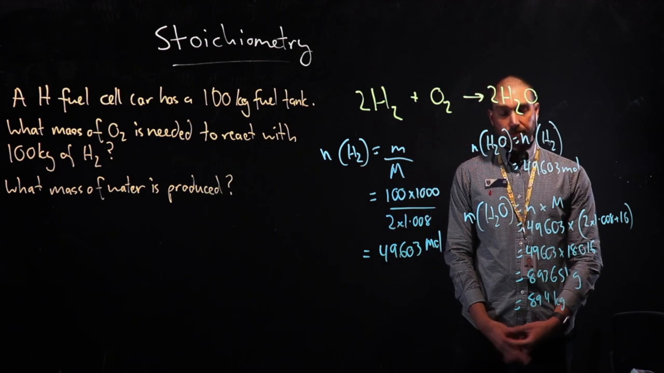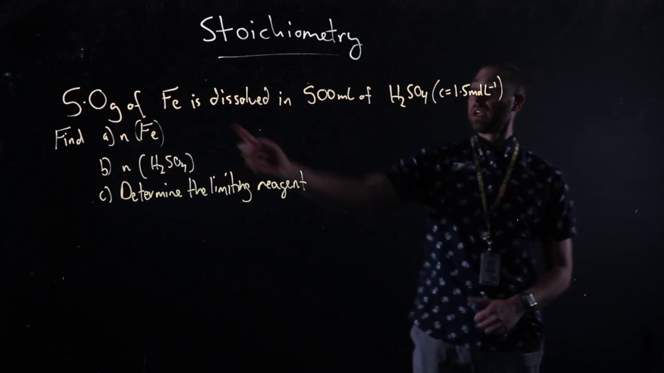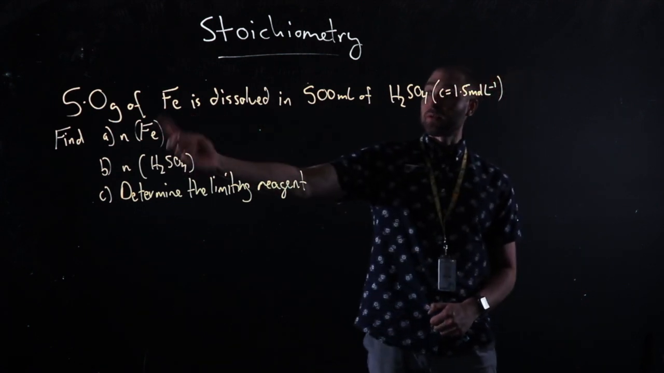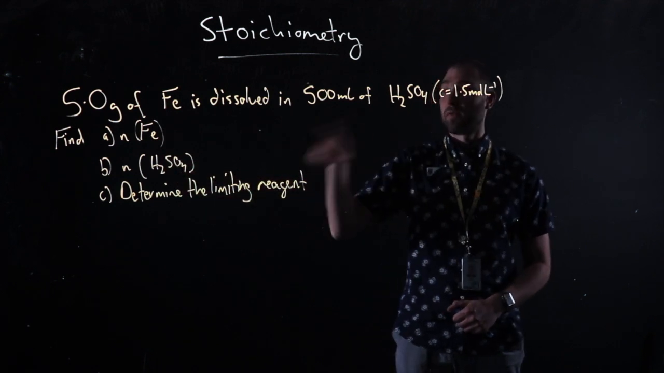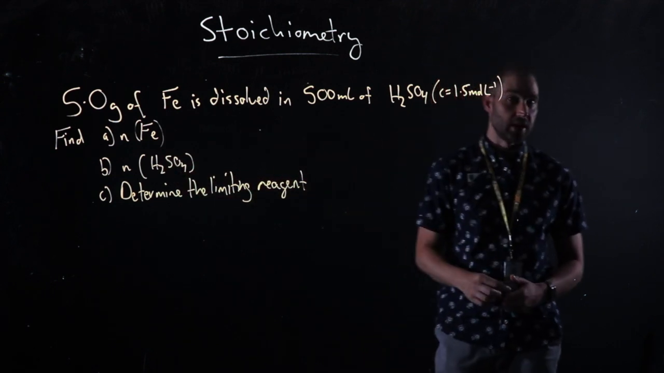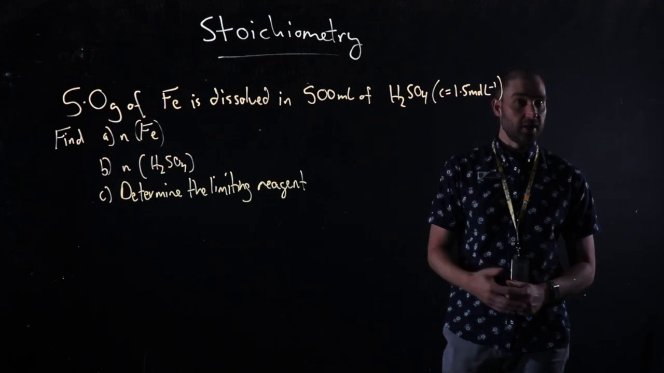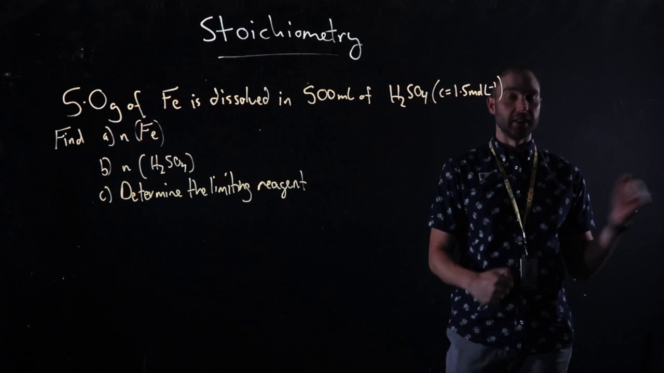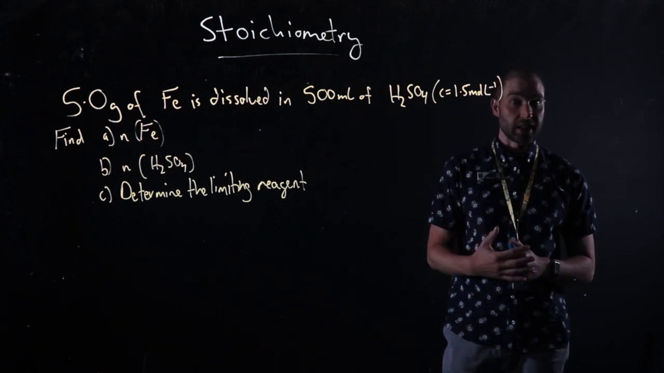Let's look at one more example. The next question is interesting. We're dissolving iron in sulfuric acid. We need to find out how many moles of iron we have, how many moles of sulfuric acid we have, and then determine the limiting reagent. The limiting reagent is the reagent that will run out before the other reagent does. We can do that using our reacting mole ratio.